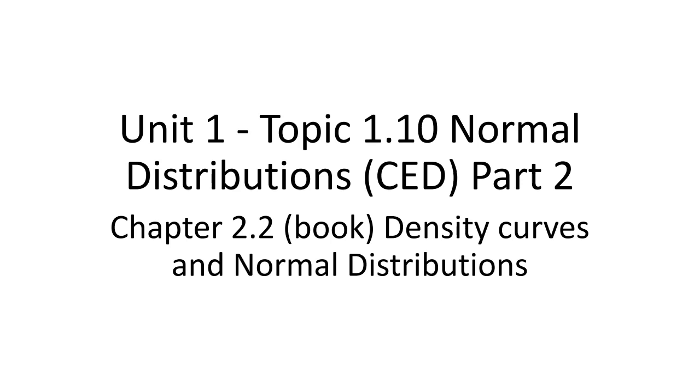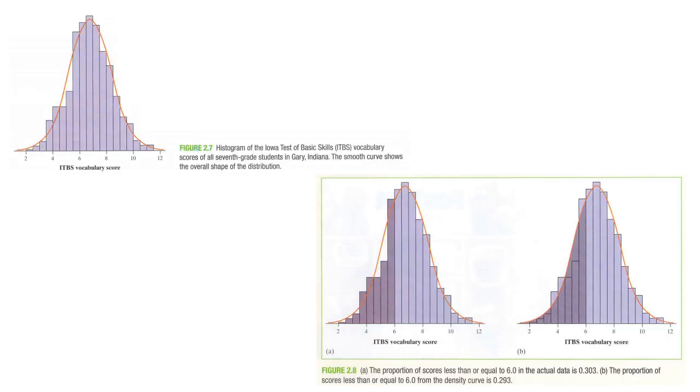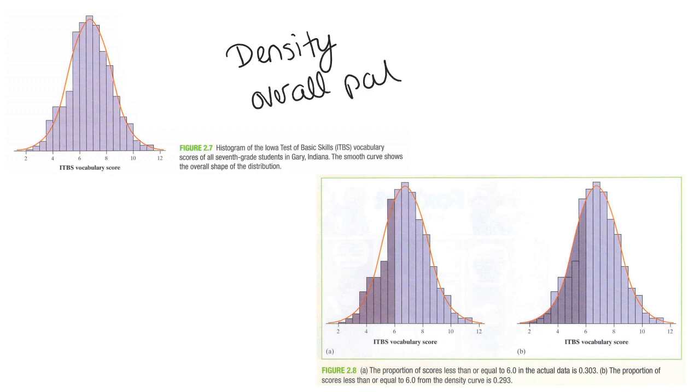So today's video is going to continue to look at locations and distribution and how we can use them, but we're going to be focusing specifically on what we call normal distributions and how we can use those to calculate values. So first off, let's talk about what is called a density curve. And so a density curve is going to give us an overall shape or an overall pattern of the data.